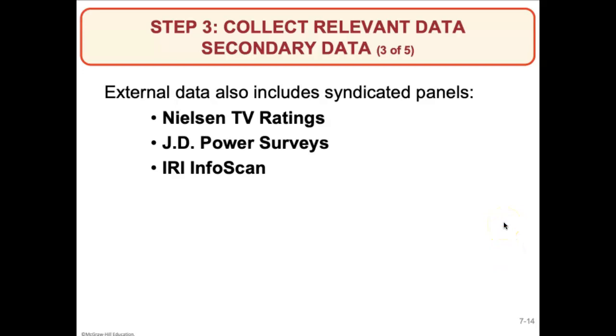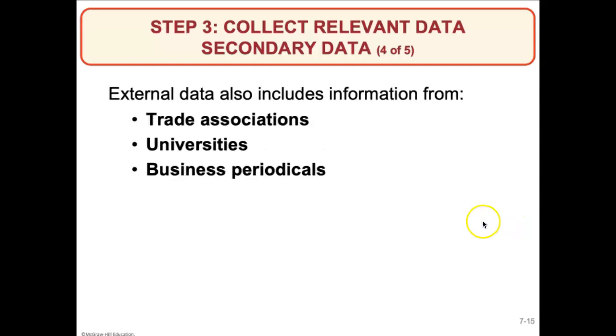External data also includes some syndicated panels such as Nielsen TV ratings or J.D. Power surveys or IRI InfoScan. You can check these out on your own too. J.D. Power you might be familiar with in terms of auto ratings and rankings. External data also includes information from trade associations, universities, and business periodicals.